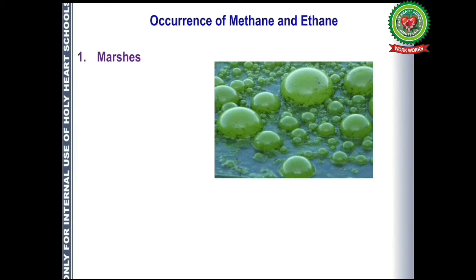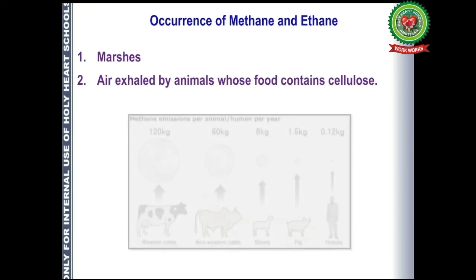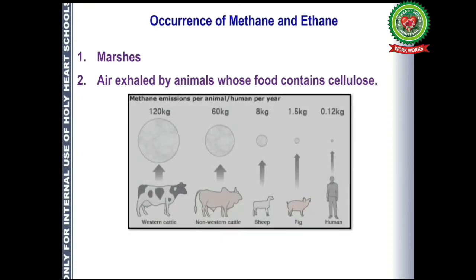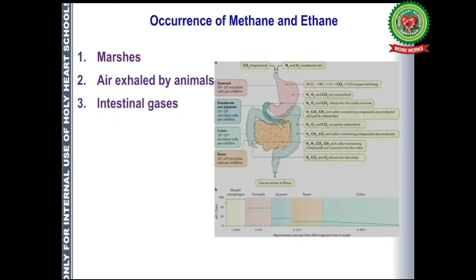So methane is a major constituent of marshes, and that's why methane is also known as marsh gas. The second one is that they are obtained from the air exhaled by animals whose food contains cellulose, like cattle, sheep, pig, humans, etc. The third one is that it is obtained in intestinal gases as well.